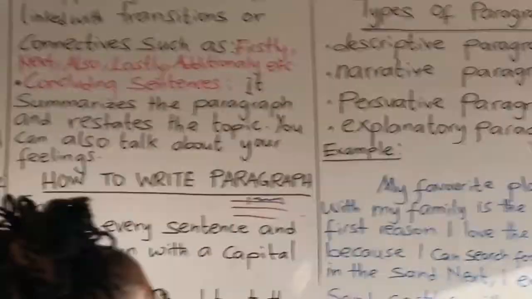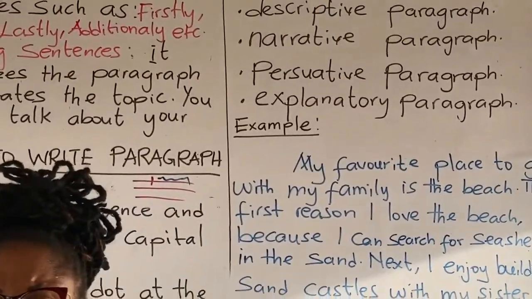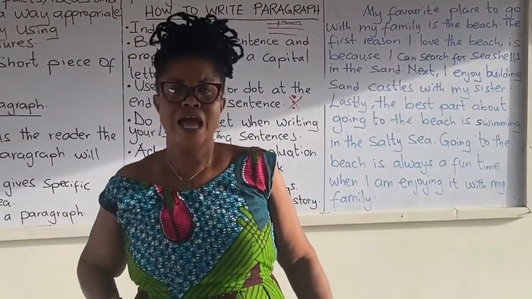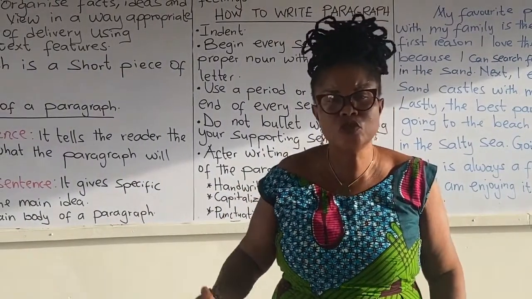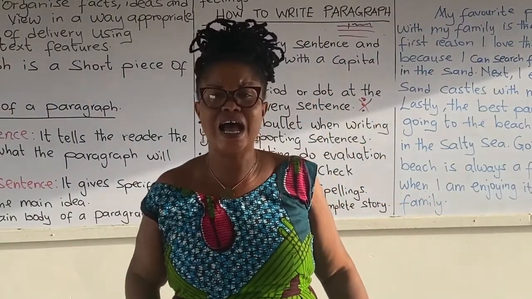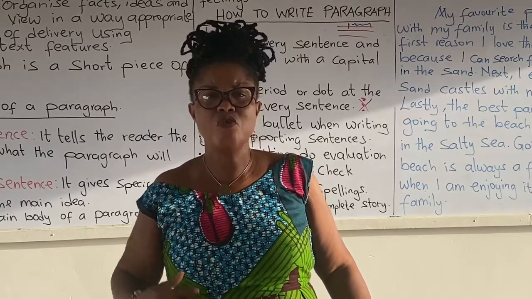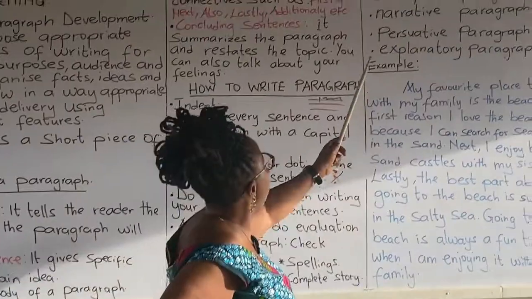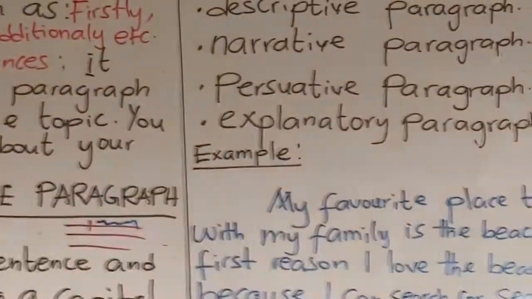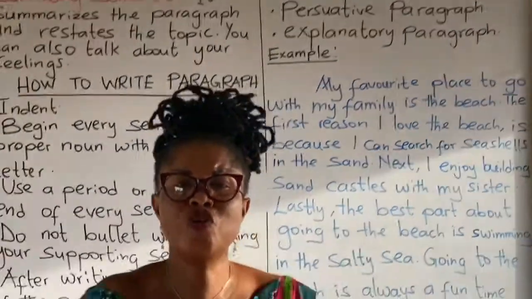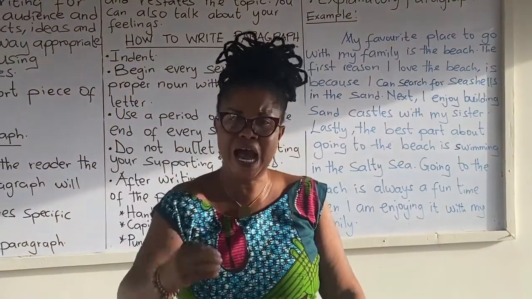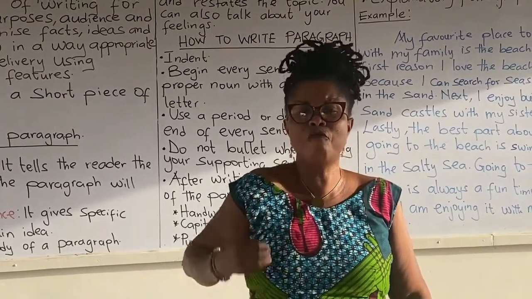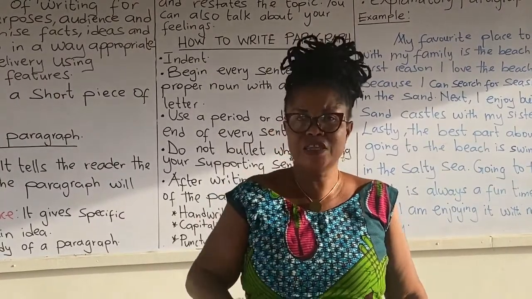We have the narrative paragraph, giving an account of what you have witnessed. A visit to the school, a visit to the zoo, a visit to the hospital, all of these fall under the narrative paragraph. You narrate what you've seen, when you went there, what you saw. You also have the persuasive paragraph. In a persuasive paragraph, you try to convince the reader, even though what you are writing is not true.